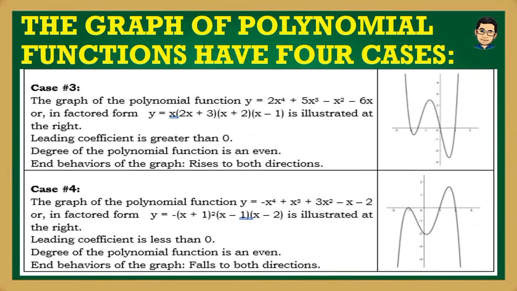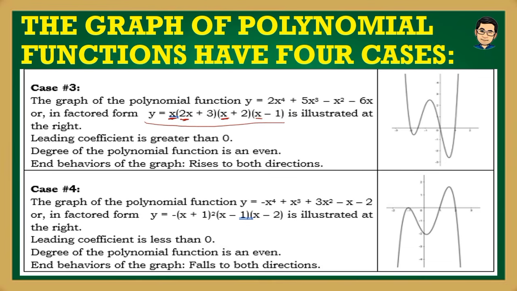And then, for case number 3, the graph of the polynomial function y is equal to 2x to the 4th power plus 5x cubed minus x squared minus 6x, or in factored form. By the way, kapag given po yung function natin in factored form siya, pwede naman tayong mag-multiply. Like for example, x times 2x times x times x. So, product rule ng laws of exponents, 1 plus 1 plus 1 plus 1. Kaya 4 yung kanyang degree.